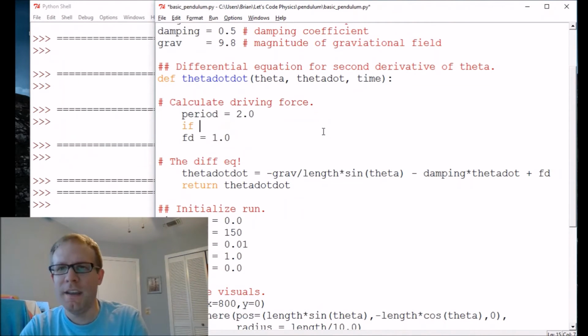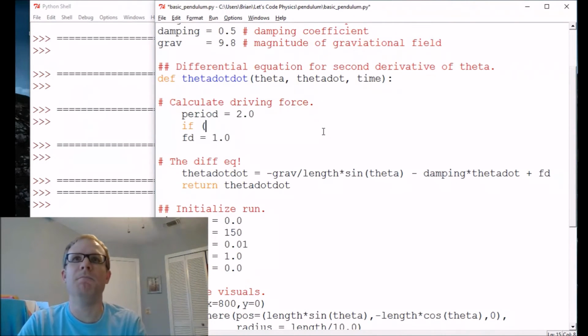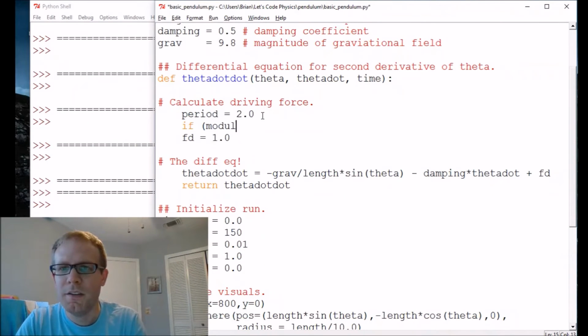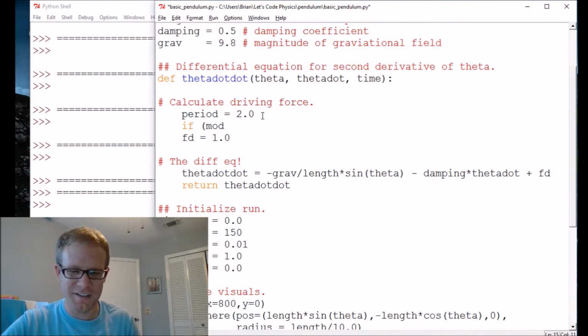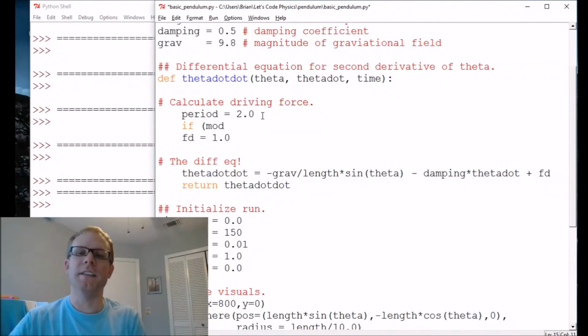Here's how we'll set that up. We want to check the modulus between the amount of time that has passed and the driving period here. Does this thing know modulus? All right, let me look up how to do modulus in Python. Maybe it's the percent sign. Is it the percent sign? Oh, it is a percent sign.